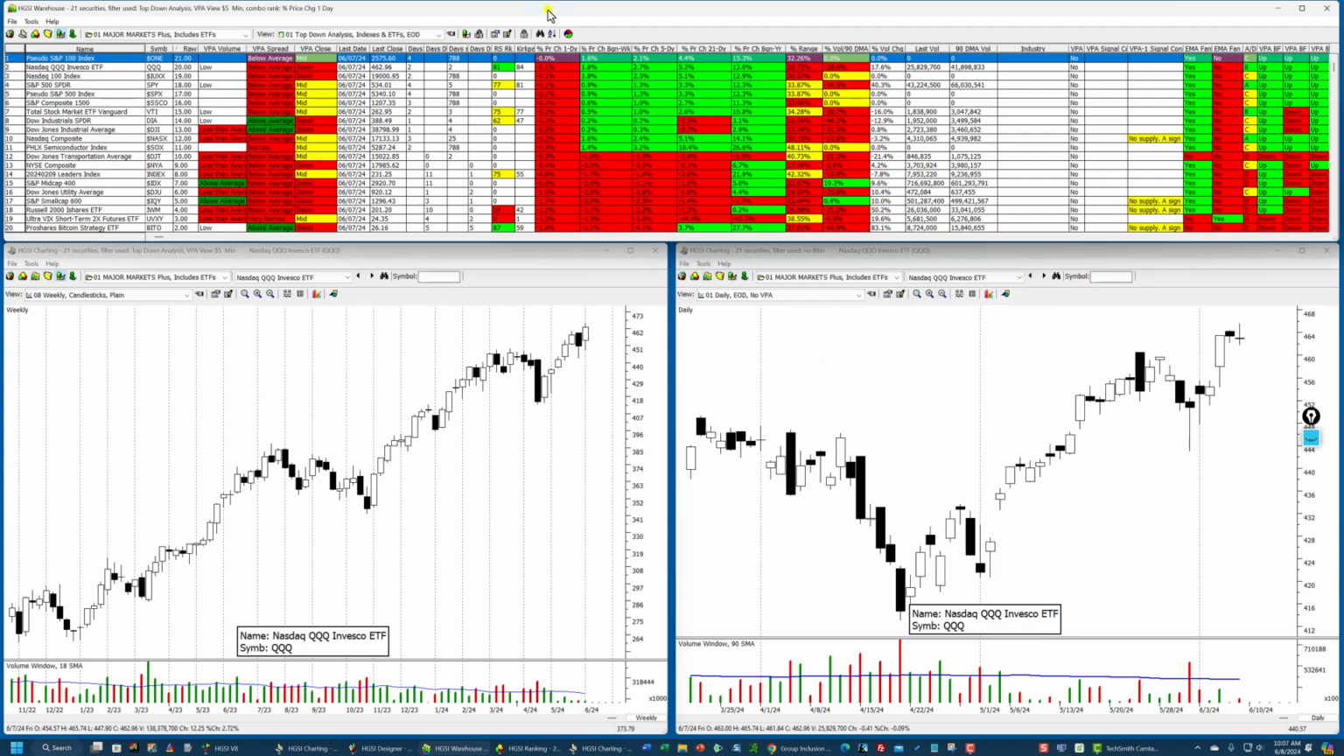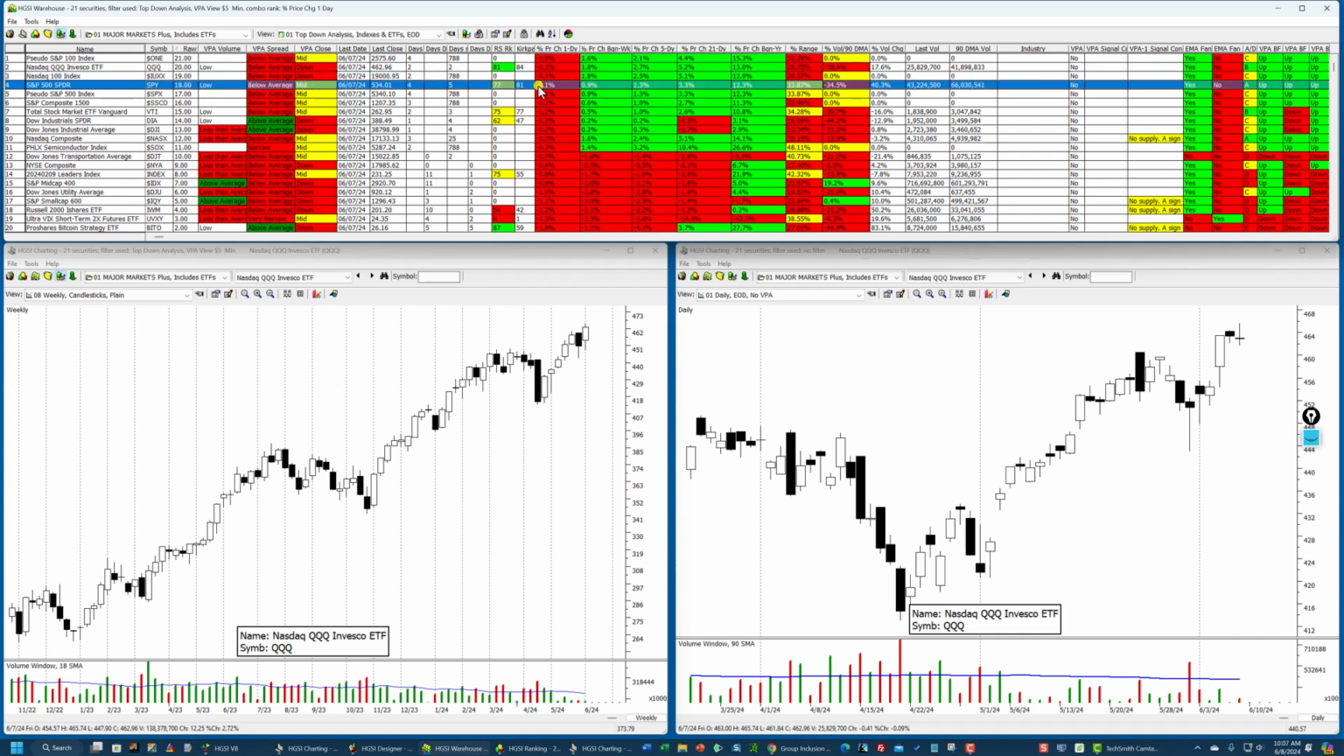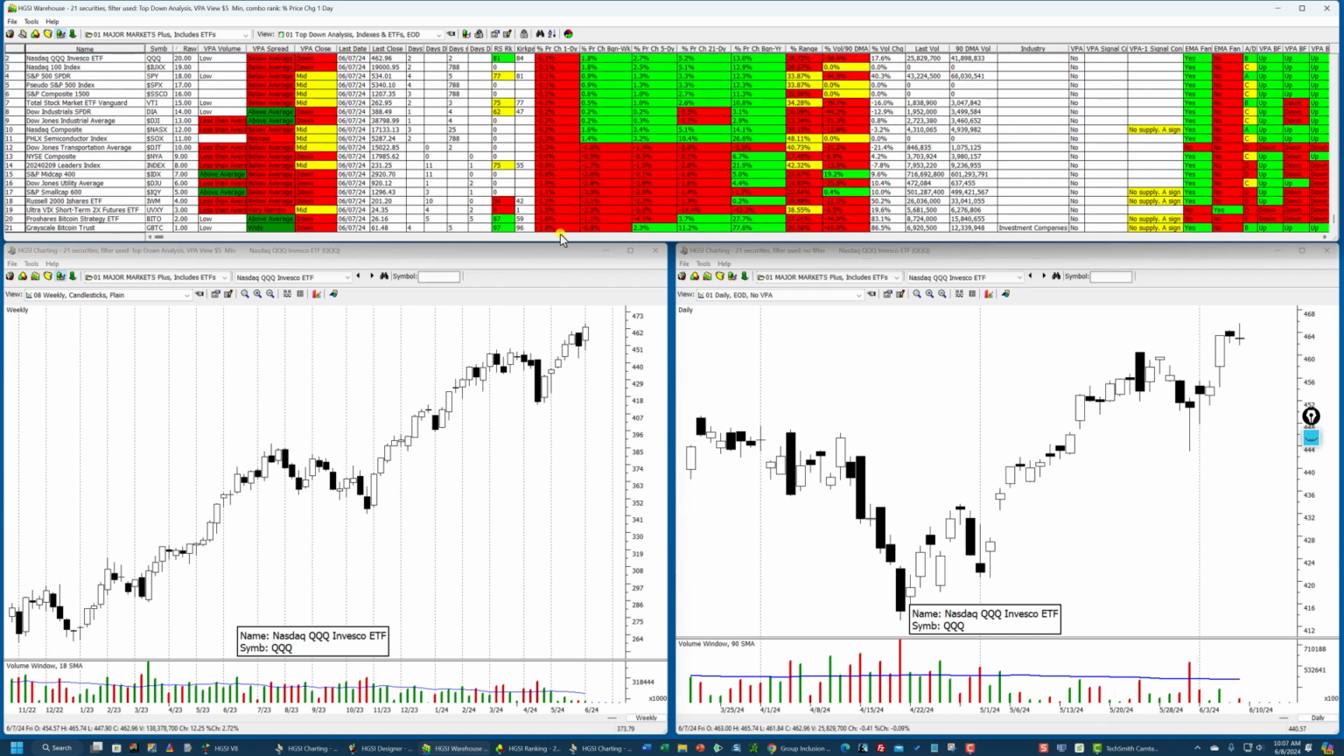Okay, I'll get this out of the way. Now what this does is it sorts on the percentage price change one day, and you can see in descending order which groups were strongest and weakest yesterday. And the S&P 100 was flat, the NASDAQ QQQ minus 0.1%, NASDAQ 100 the same, and so on, Spider the same. So not much movement yesterday.